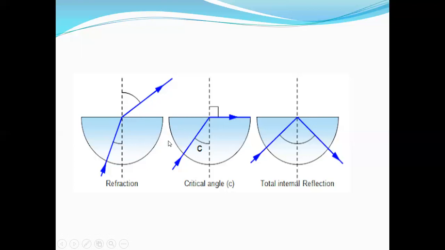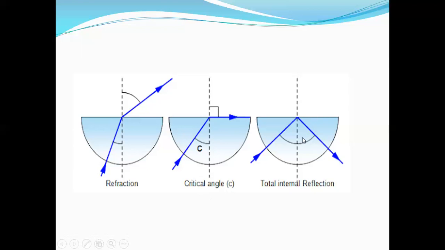previous angle of incidence, this angle is greater than this angle, then light refracts along the surface of the medium and makes an angle of 90 degrees. If the angle of incidence is greater, then the angle of refraction will also be greater. In this diagram, this angle is called the critical angle. What is the critical angle? The angle of incidence at which the angle of refraction becomes 90 degrees. This angle is 90 degrees. So this angle of incidence is called the critical angle.